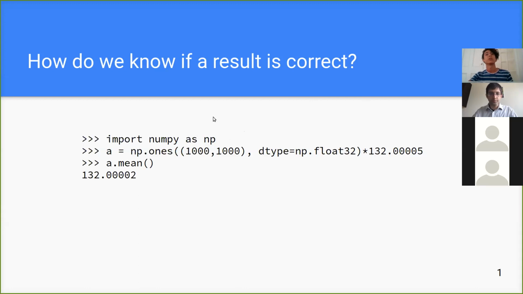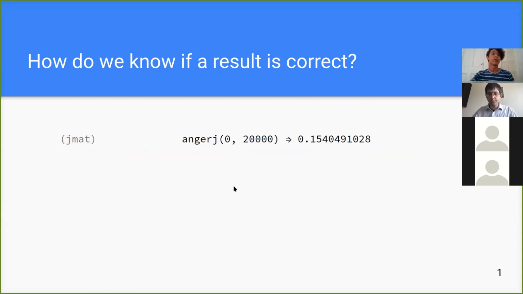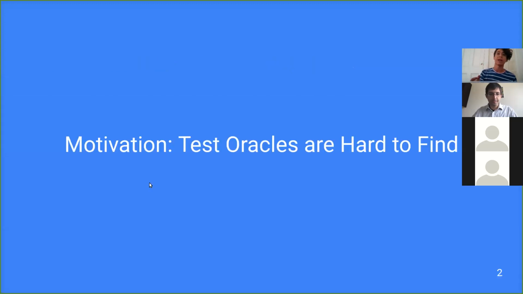But the question is more interesting when we pull out a function like the anger function from the JMAT library. We give it this input, we get this output. We have less of an intuition about whether or not this is correct, right? Which brings us to the motivation here, which is the fact that test oracles are hard to find.